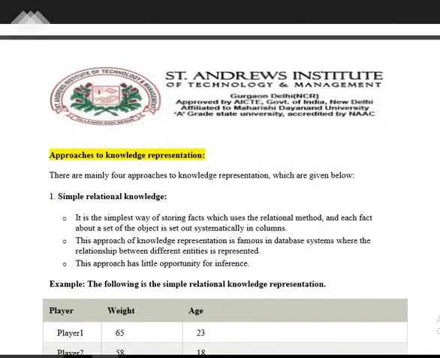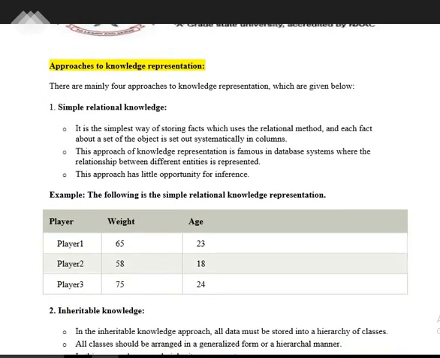Now let's begin with how the knowledge is to be represented. If we come to knowledge representation, how is this knowledge going to be represented? Simple relational knowledge is a simple way of representing the fact or information, a relational method, like we use in a database system or the relational world, where the data or information can be stored with the real-time objects.